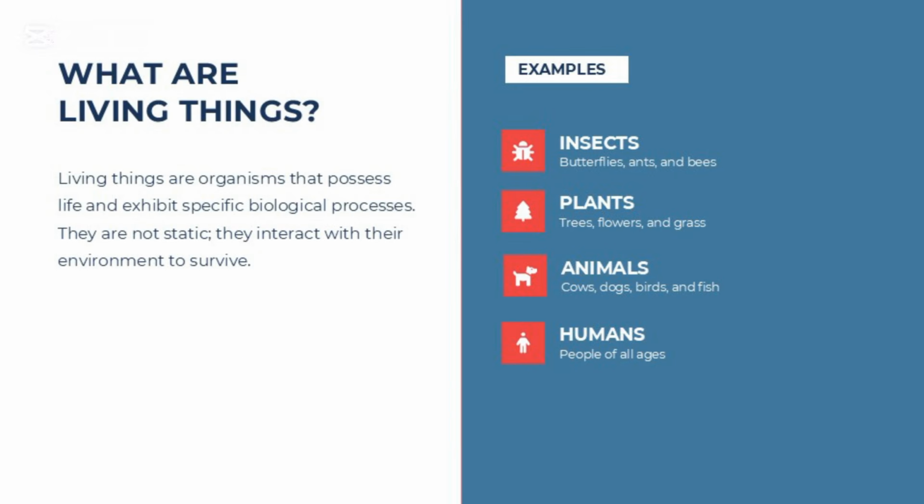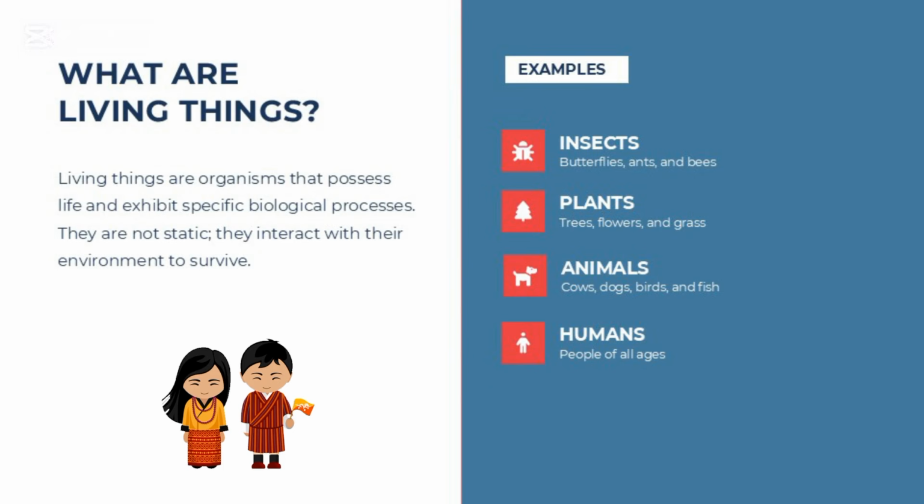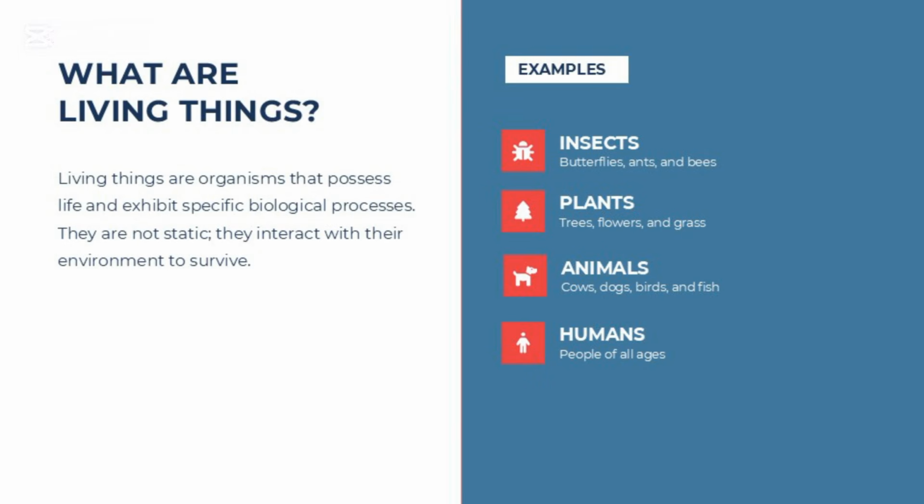Moving on, we have animals like cows, dogs, birds, and fish. They come in all shapes and sizes and contribute to the diversity of life on Earth. And finally, we see humans, of course, people of all ages, who are also part of this incredible web of living things. The key point here is that all these examples, whether insects, plants, animals, or humans, are living things.